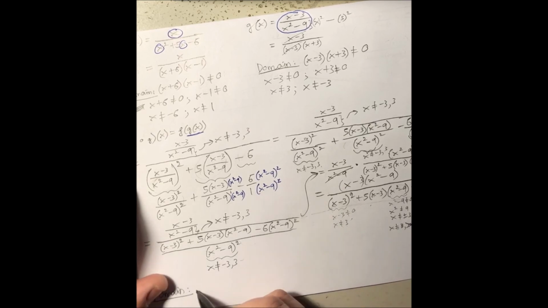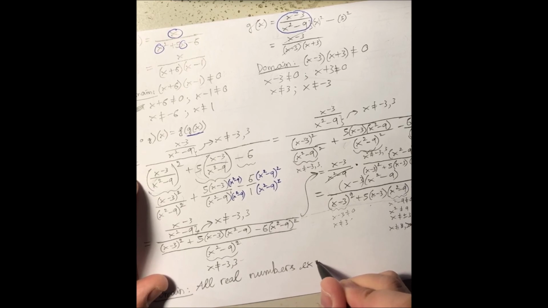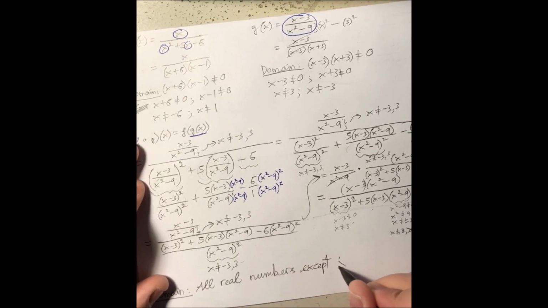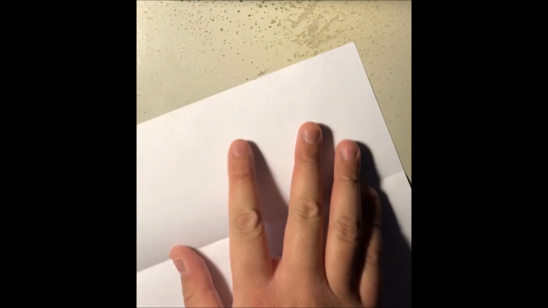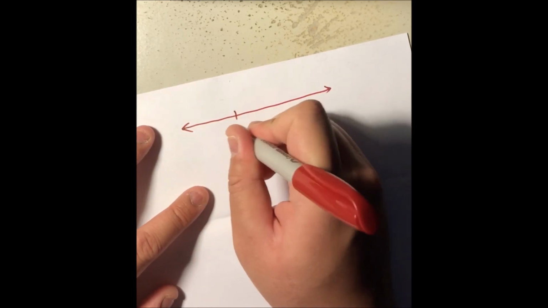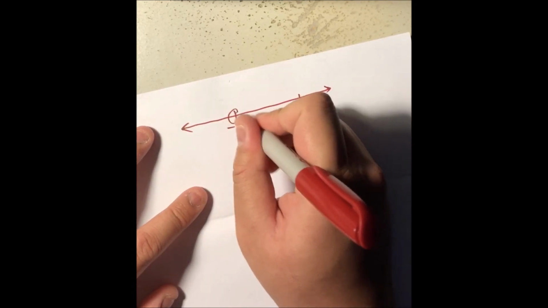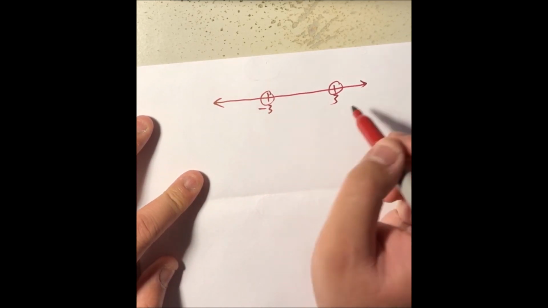Okay. So the domain is going to be all real numbers except x cannot be equal to negative 3 and 3. So if you were to draw it on the number line, it's going to look something like, so there's a number line here, this is negative 3 and this is 3. So we are excluding negative 3 and 3.